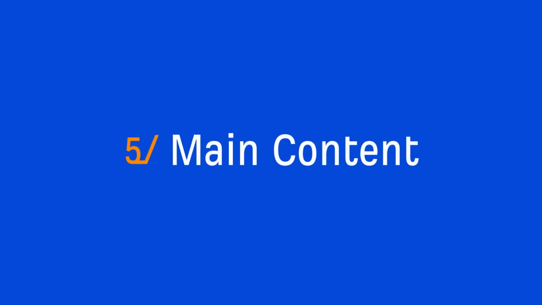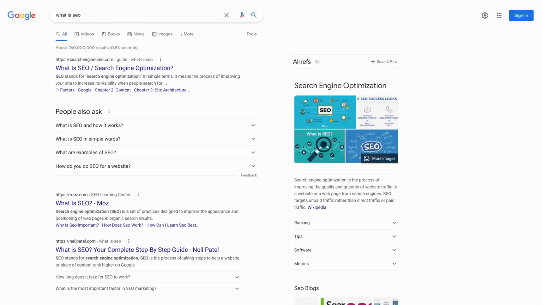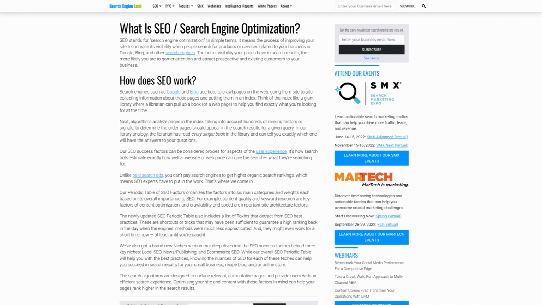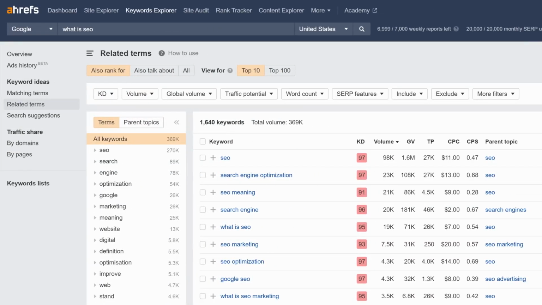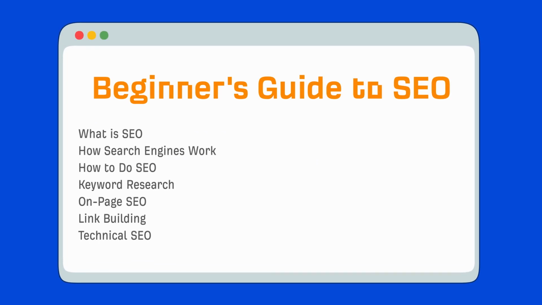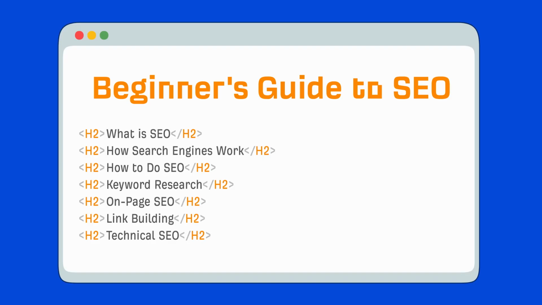Alright, let's move on to the main content. Just like in the expanded definition post, you'll want to research the topic using a combination of the people also asked questions, similarities among the top ranking pages, and Ahrefs Keywords Explorer. These will be your main subtopics. For example, if we were to do a beginner's guide to SEO, our outline might look like this. These will most likely be your H2s.